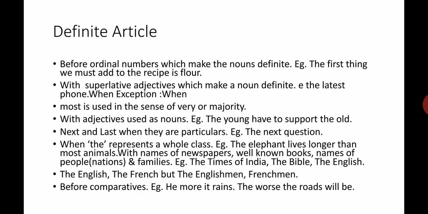Before ordinal numbers which make the nouns definite. For example, the first, the second, the third, and so on. With superlatives, adjectives which make a noun definite. Example, the latest phone. Now, when the word most is used in the sense of very or the majority, then it is not a superlative and it does not require the definite article.